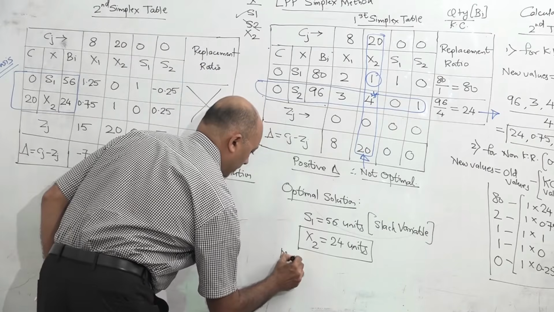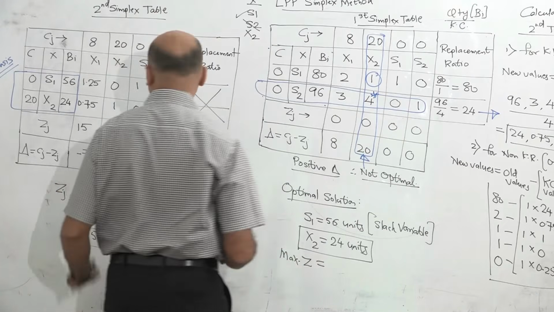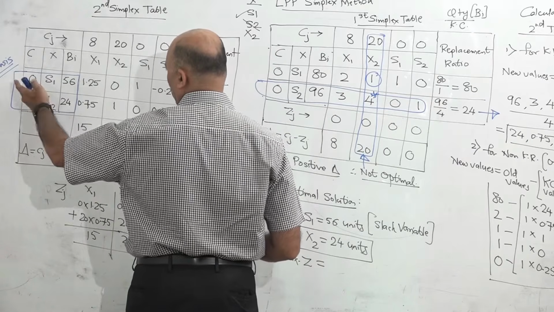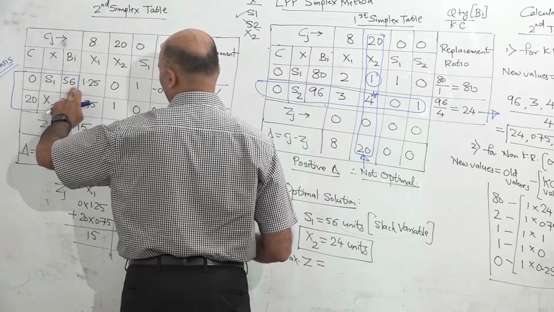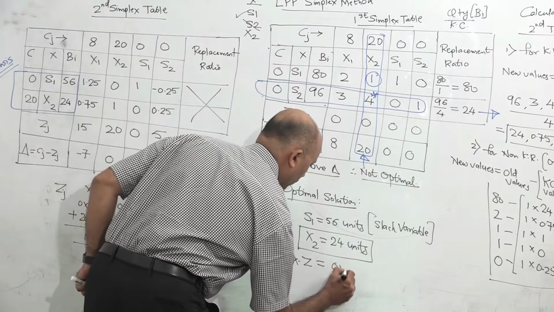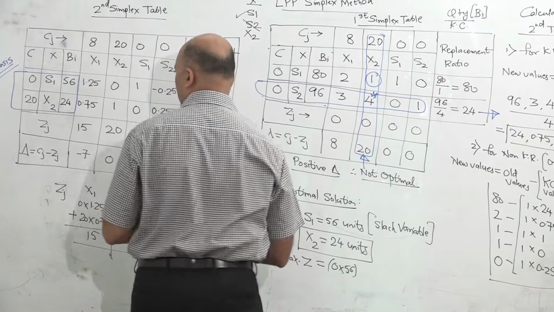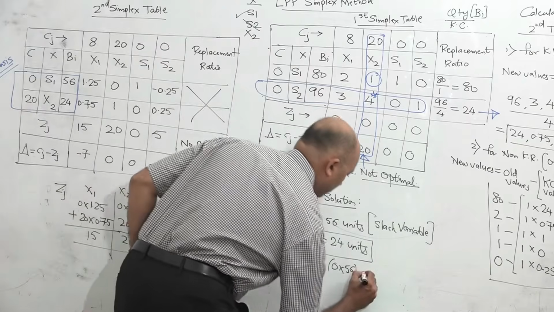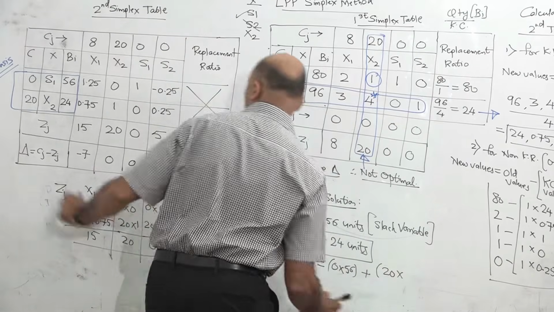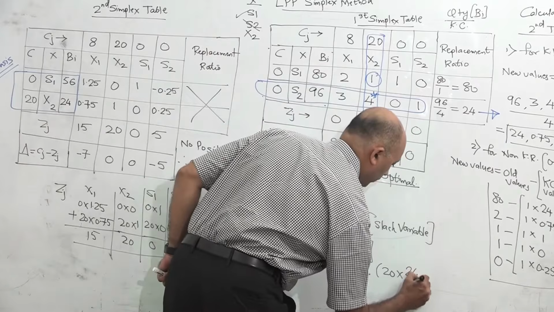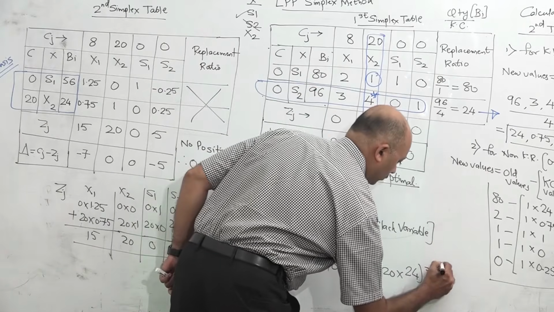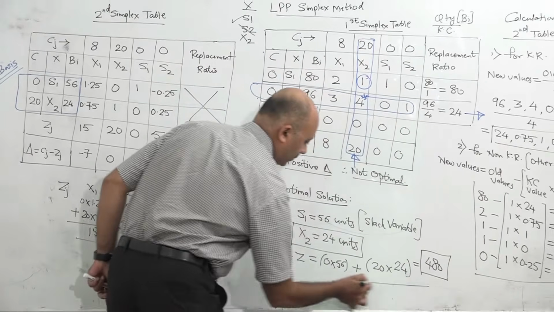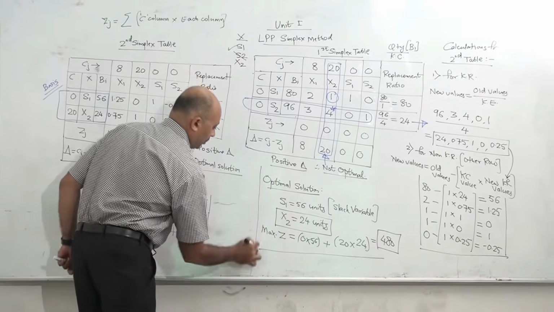And then we can also find max Z value from here. C is the contribution or profit value. Profit of S1 is 0 obviously because it is a slack variable, and quantity is 56, so 0 into 56 plus coefficient of X2 is 20 and its quantity is 24, so 20 into 24, so max Z is 480. This is our final answer. Okay, so now our solution is complete.